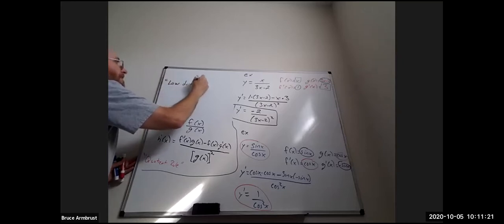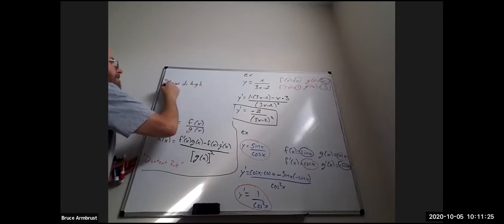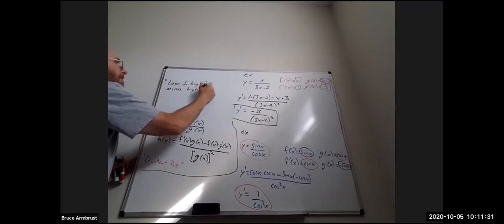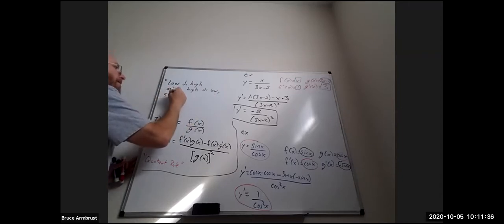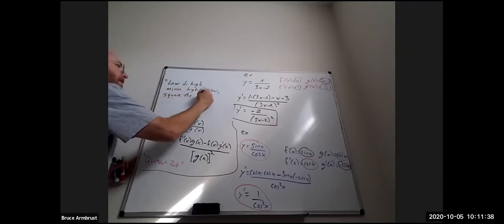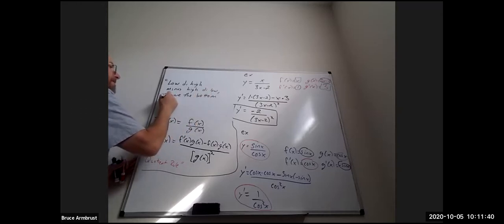Low D high, minus high D low, square the bottom, and away you go.